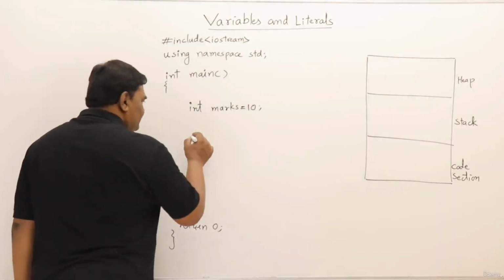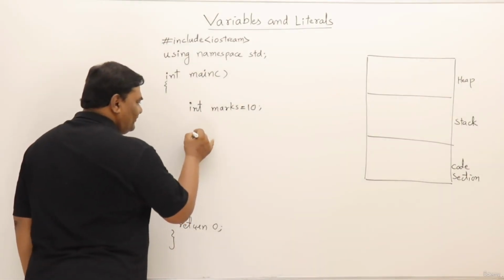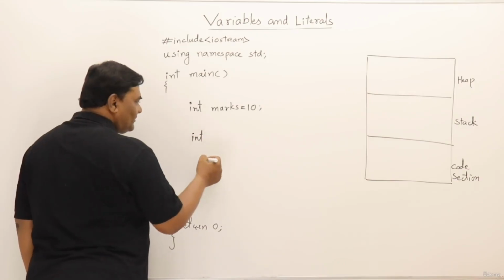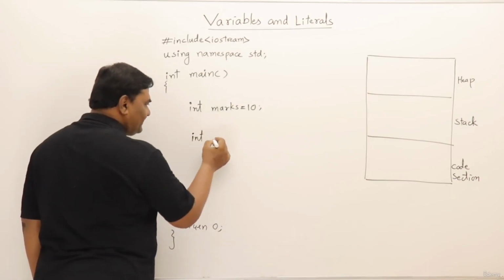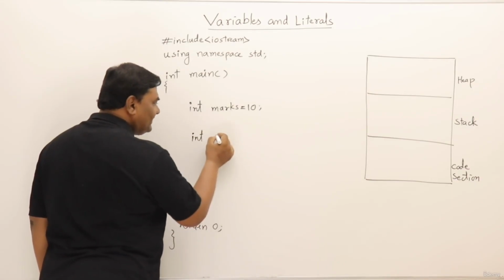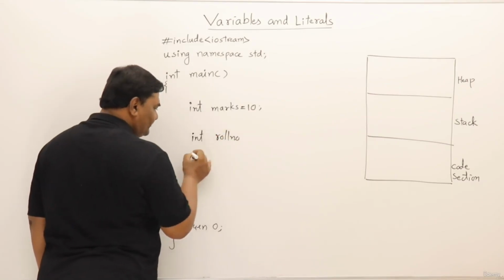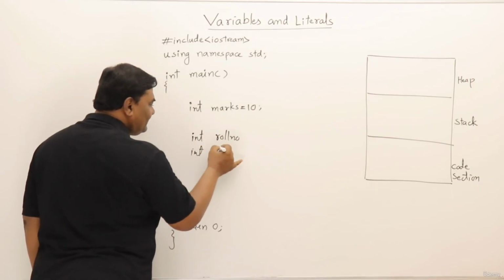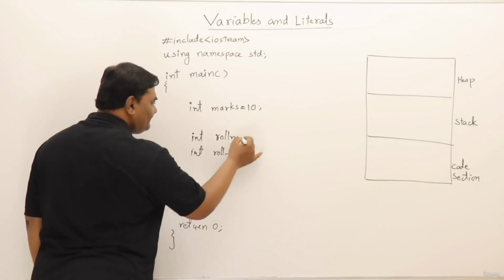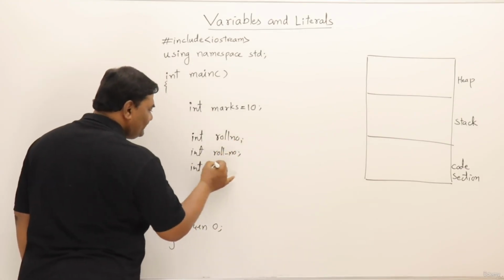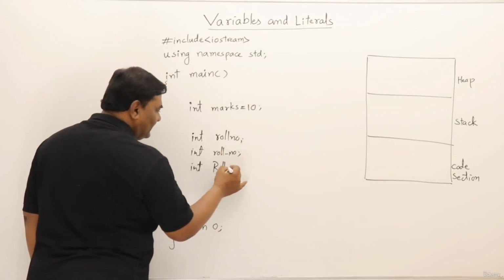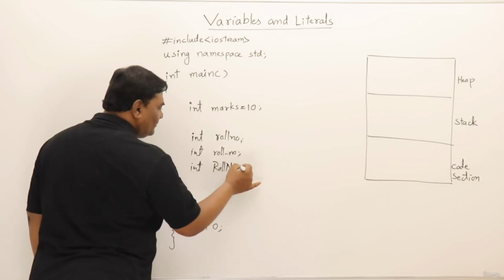I will show more. Suppose you are declaring a variable for storing the roll number of a student, then it's better to give a meaningful name. So give a complete name. I can write roll number like this also, or I can write roll underscore number, or I can use roll and then no.